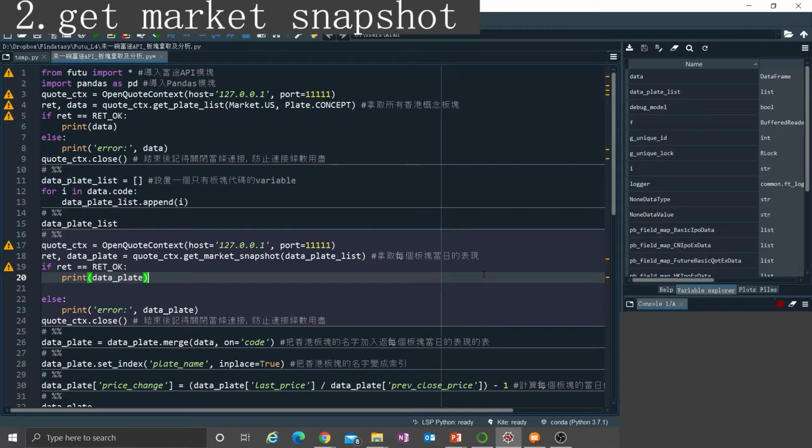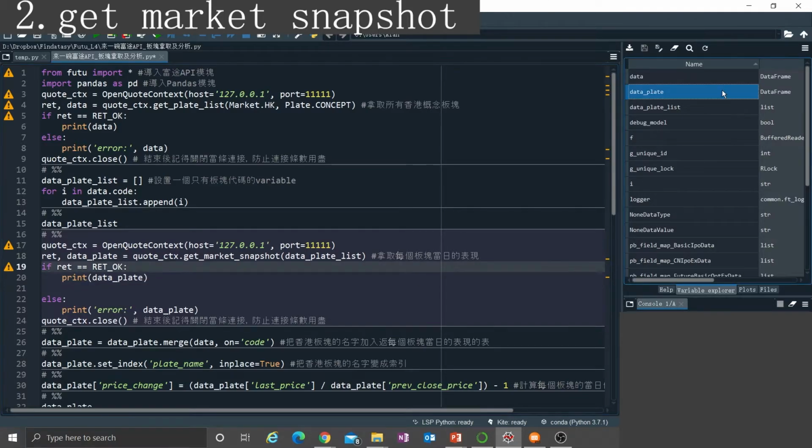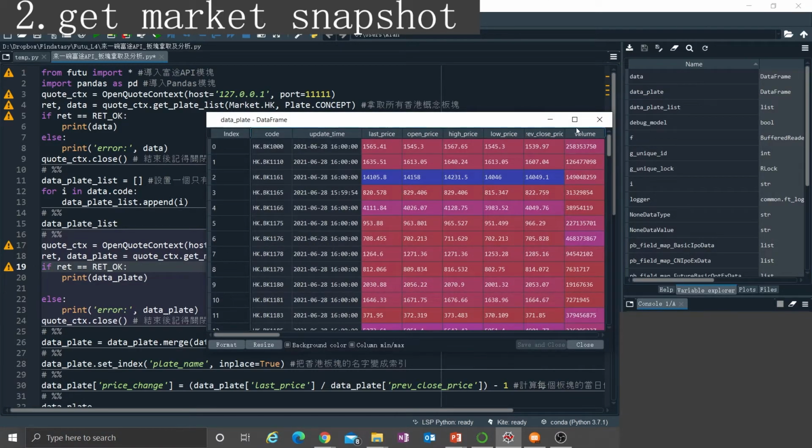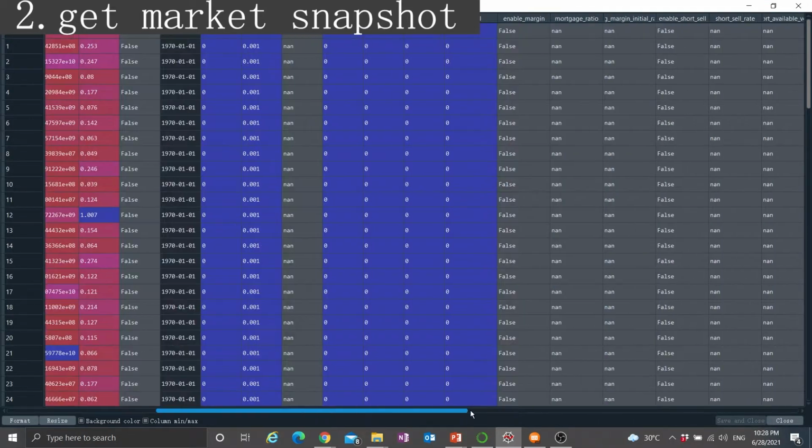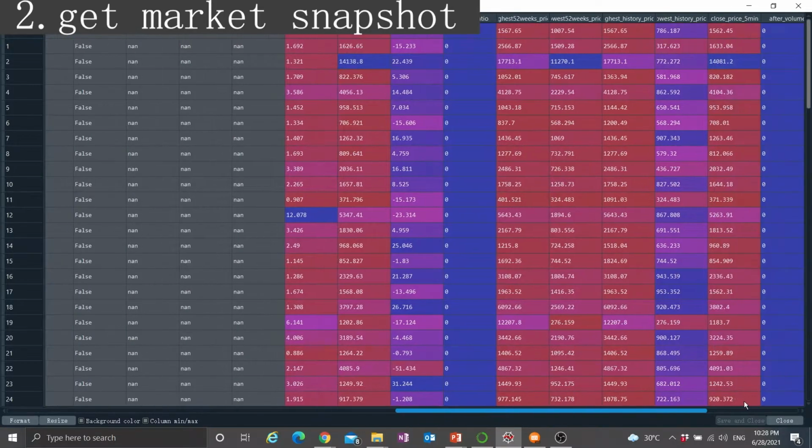And let's run the code, see how a snapshot looks like. Let's open up the data. And we can see what information we have. We have the price, as we talked about before. And if we drag all the way down to the right, we can see there are a lot more.